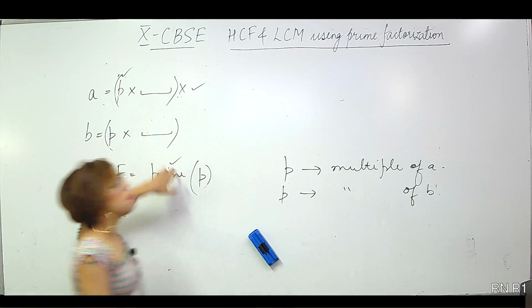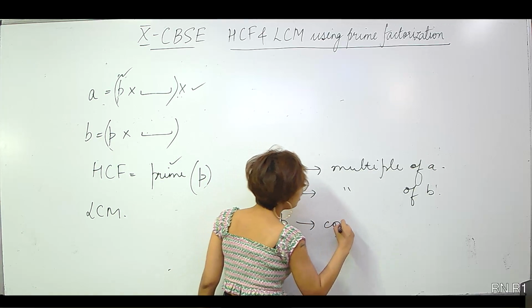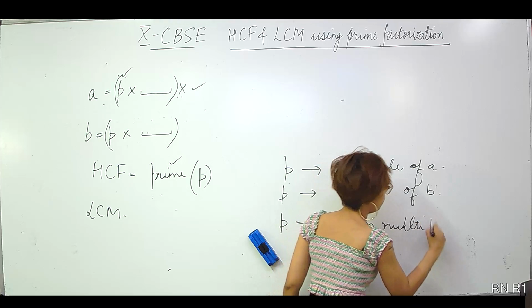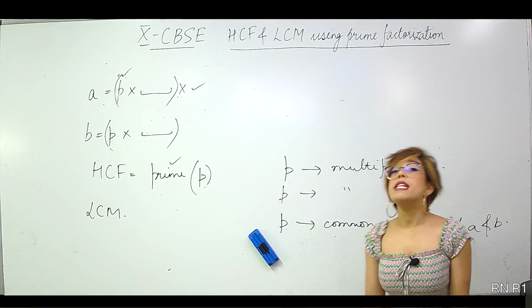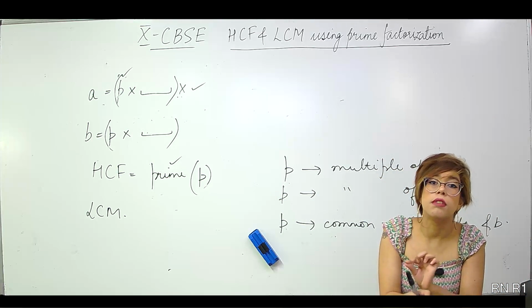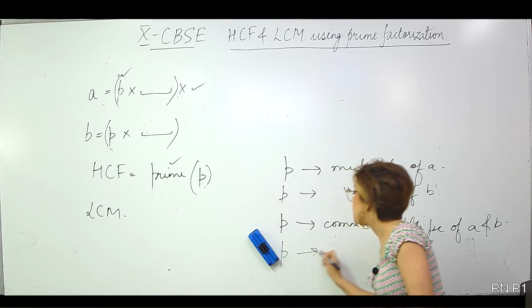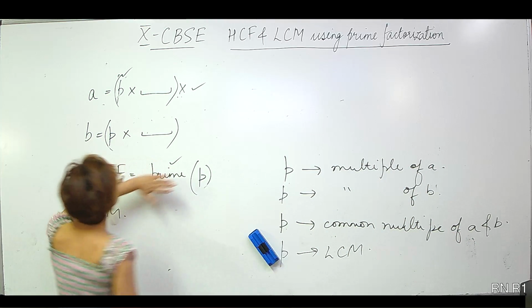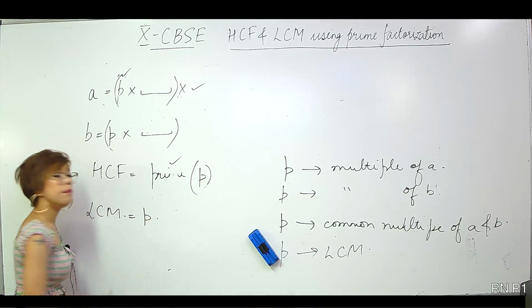So since it is coming in both multiples, it will come in the common multiples as well. So P would be present in the common multiple of A and B. Now, if it is coming in all the common multiples, it will come in the lowest common multiple. So P has to be present in the LCM. That means if there is a prime factor P in the HCF, that prime factor should be there in the LCM.